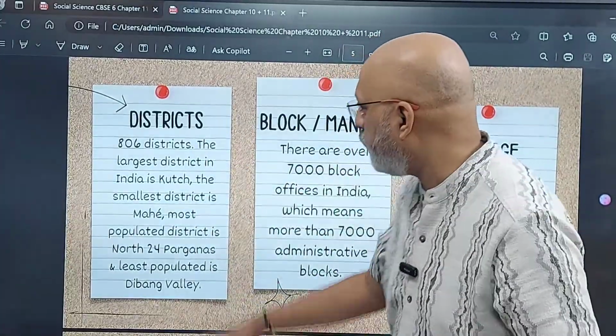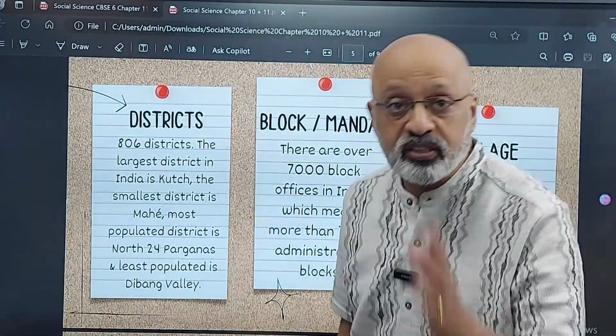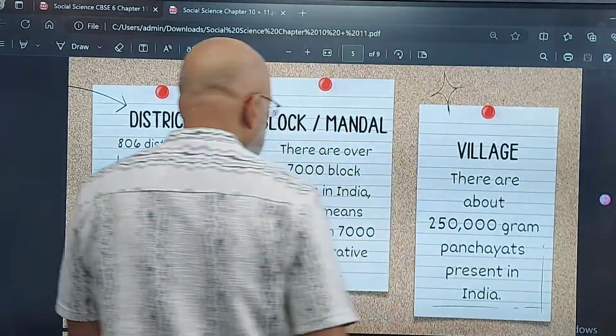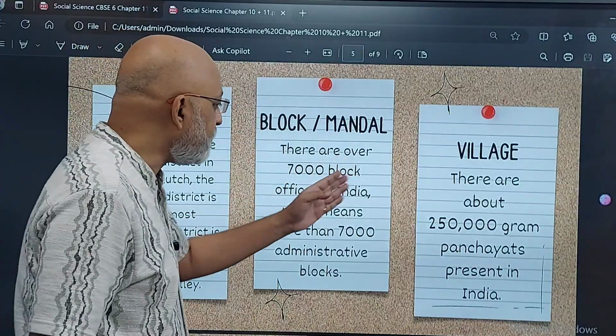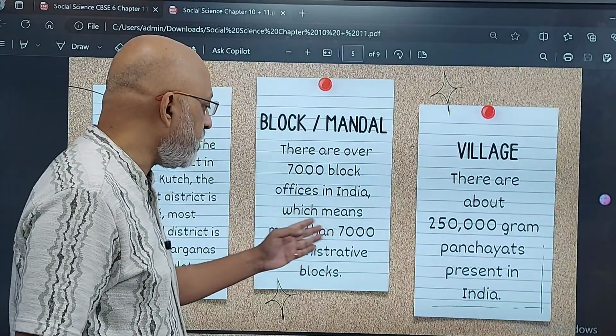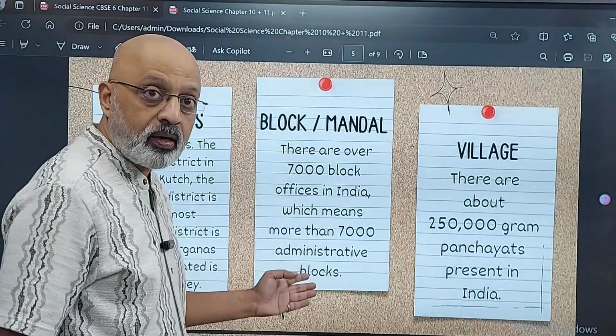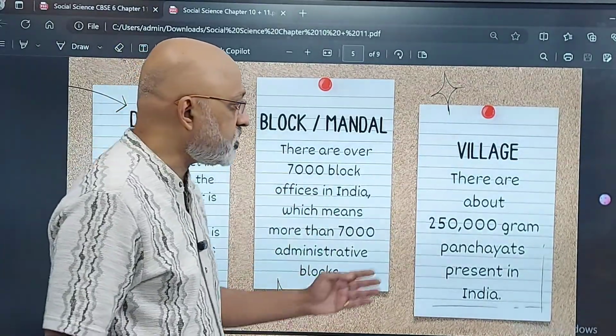So this is as far as the districts in India are concerned. Next we come to what? The block or the mandal level. There are over 7,000 block offices in India, which means more than 7,000 administrative blocks. This is the number of block or the mandal offices.